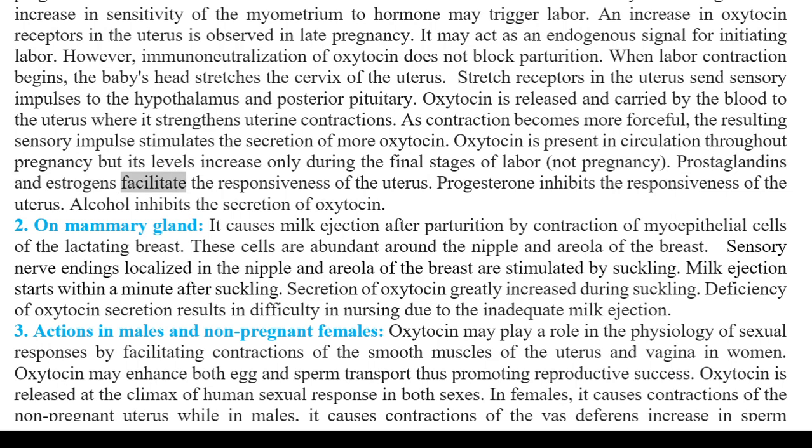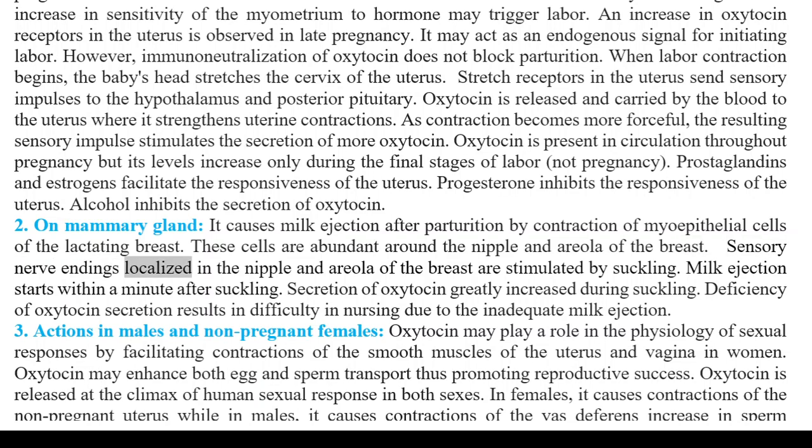Prostaglandins and estrogens facilitate the responsiveness of the uterus. Progesterone inhibits the responsiveness of the uterus. Alcohol inhibits the secretion of oxytocin. 2. On the mammary gland, it causes milk ejection after parturition by contraction of myoepithelial cells of the lactating breast. These cells are abundant around the nipple and areola of the breast.